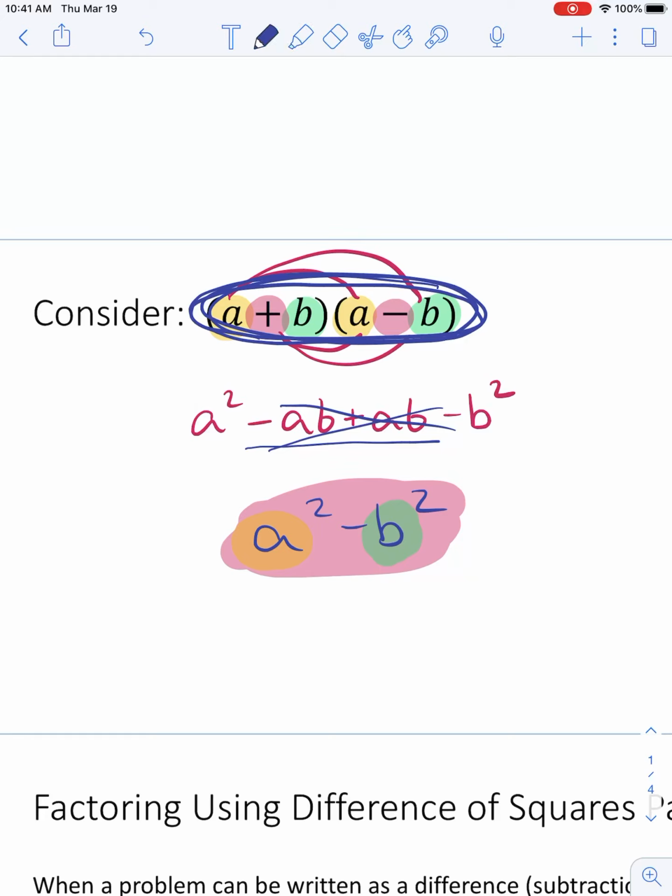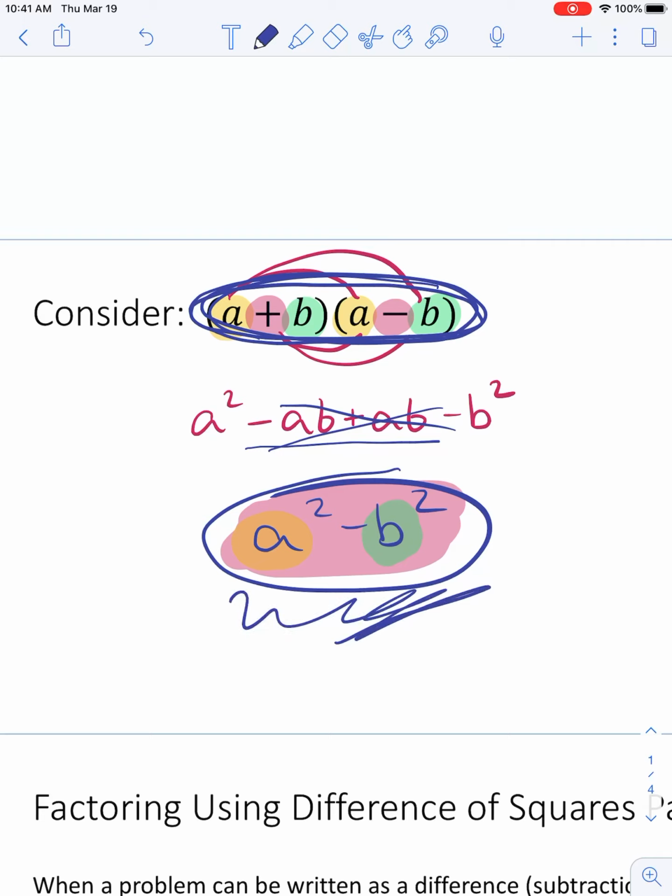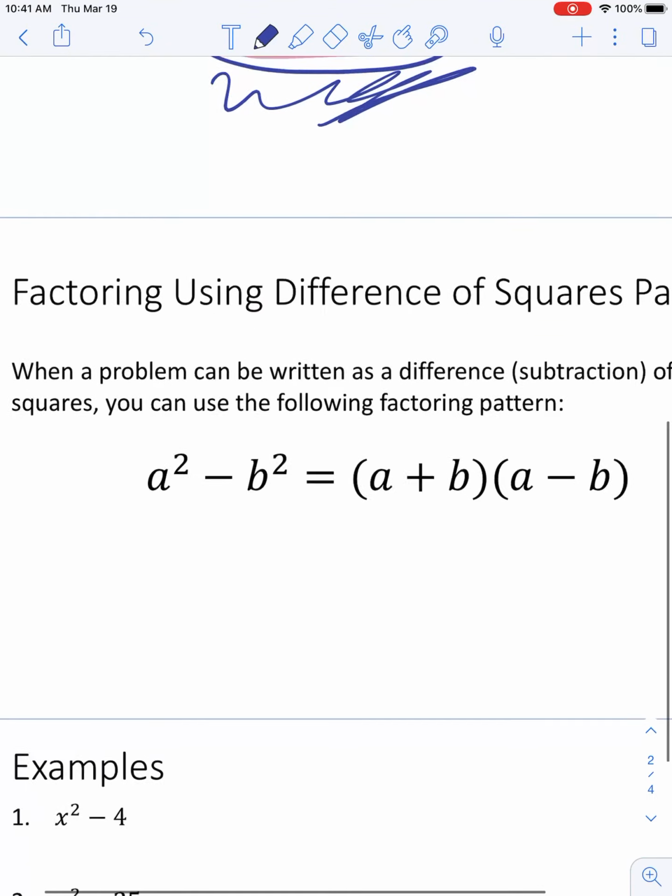Now we can use that backwards if we start looking at a squared minus b squared. We can go backwards and say, well, if I start with this, if I start down here, then I know it can factor into this up here. So we're going to take advantage of that pattern.